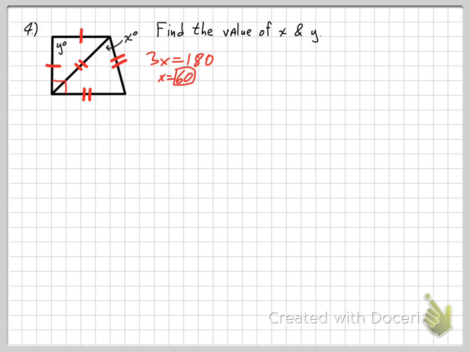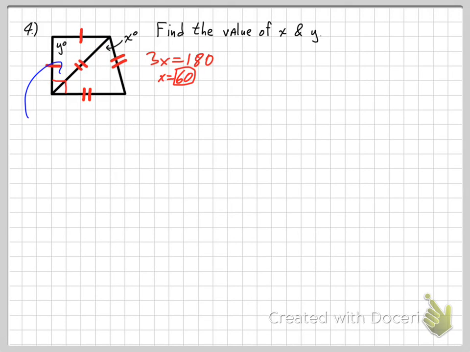Okay? And then to find y, well, now we know that this angle is 60 degrees, right? And we know that this is a right angle symbol, which means it's 90 degrees. So we have 90 minus 60 equals 30 degrees. So this angle here must be 30 degrees.